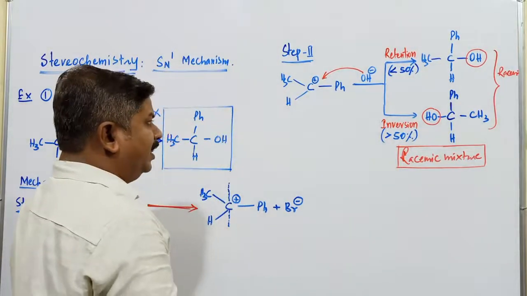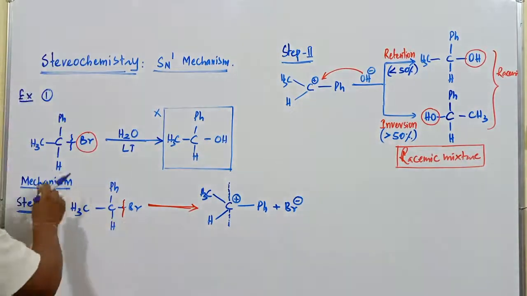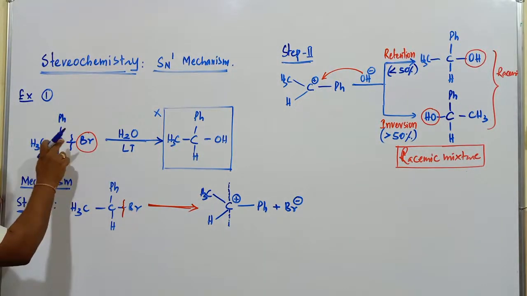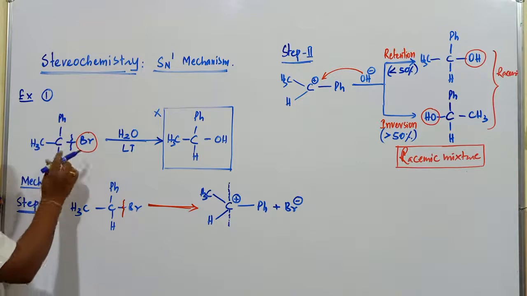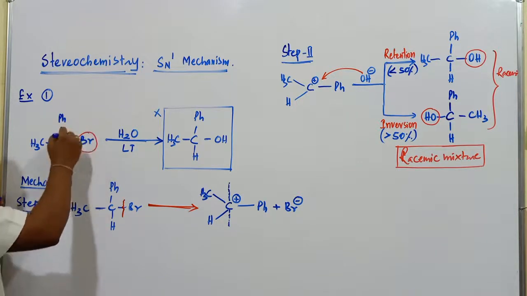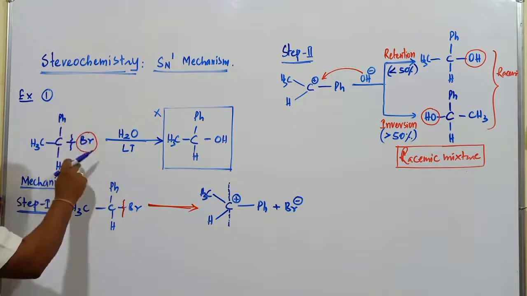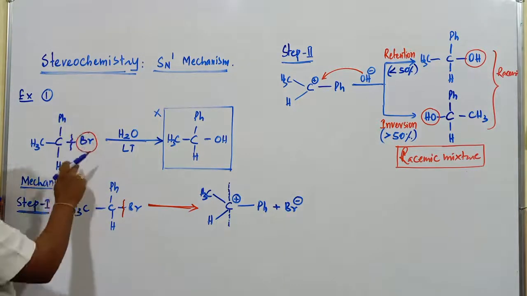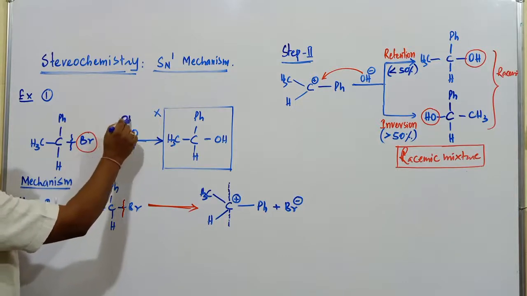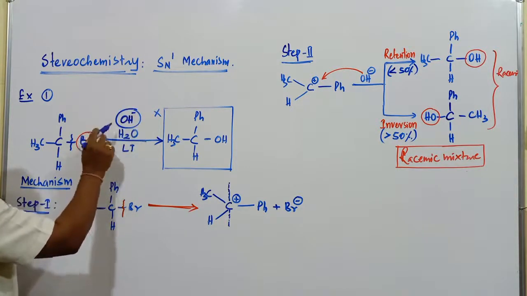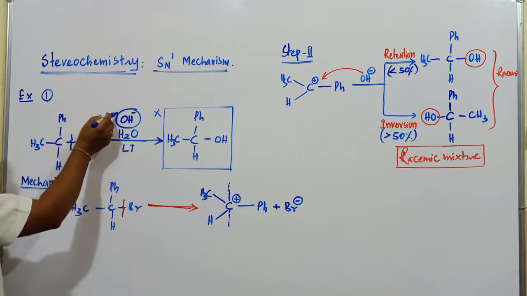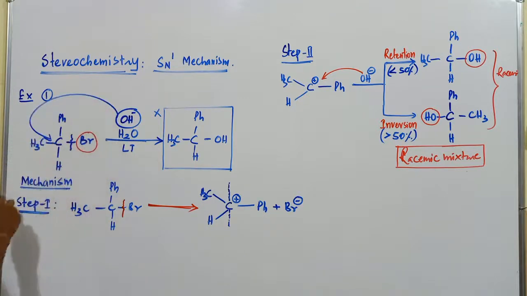It is very clear from this one. Whenever the cleavage of the bond takes place between carbon and halogen, after complete cleavage, a certain amount of Br minus is also present. It is going to be surrounding this particular space. Because of that, the incoming nucleophile, OH minus, never attacks from the same side as the leaving group. This OH minus attacks from the opposite side.